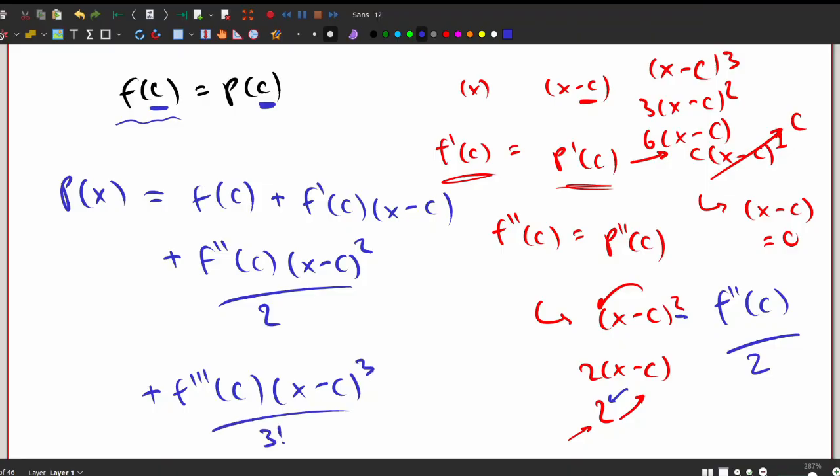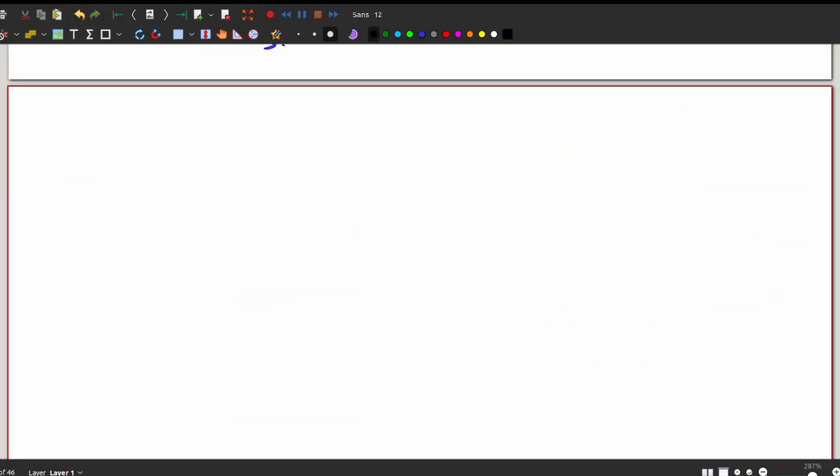Therefore, our third degree term is going to be f triple prime c times x minus c, whole cubed, divided by 3 factorial. If we were to keep on going with the 4th, 5th, 6th degree terms, you would see that you would always have to divide by factorial. Keep in mind that 1 factorial equals 1 and 2 factorial equals 2. So I can say this is 2 factorial, 3 factorial, so on and so forth. Now, with this demonstration in mind, let's go over the general form.